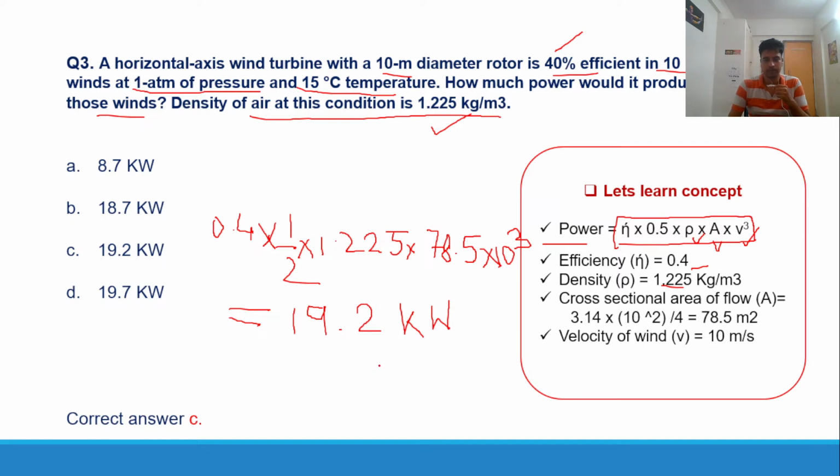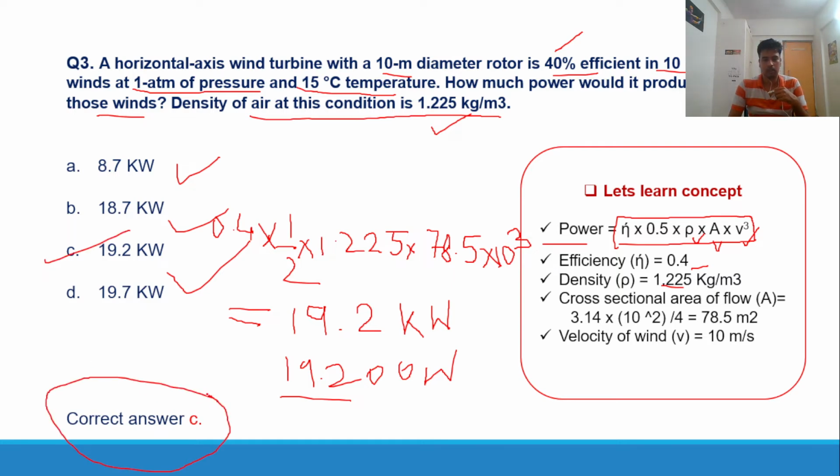It will come out to be 19 something, 19200 something. So this is in watt. You have to do it in kilowatts because the options are in kilowatt. So the correct option is option C. Okay, so we move to the next question.